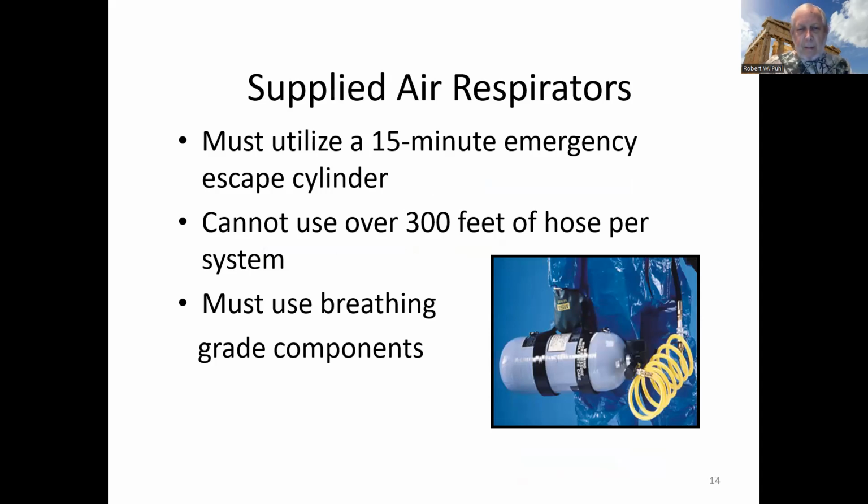Must utilize a 15-minute emergency escape cylinder, so if you have a problem with the hose, and you cannot use over 300 feet of hose. So you can use up to 300 feet. That's pretty far away. You're a football field away from your source. That's why you need to have an emergency escape cylinder if something goes wrong with that hose. And usually the hoses aren't that durable, so you've got a problem. And also you must use breathing grade components. You just can't use any hose or any air.